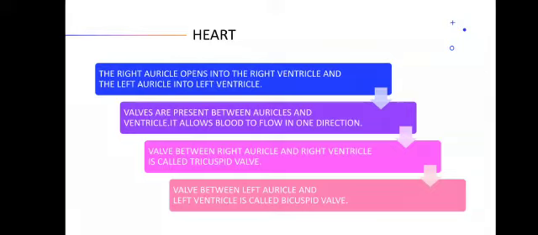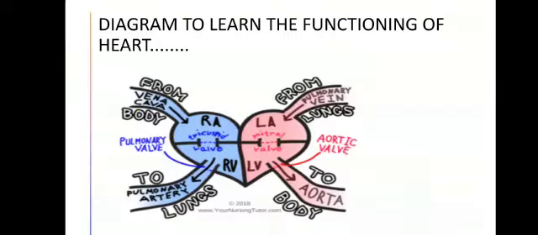So what is the function of this valve, do you know? It allows the blood to flow in one direction. That means it prevents the backward flow of blood. So here you can see the right auricle. From the right auricle, the deoxygenated blood goes to the right ventricle. Then from the right ventricle, the pulmonary artery takes the deoxygenated blood to the lungs.